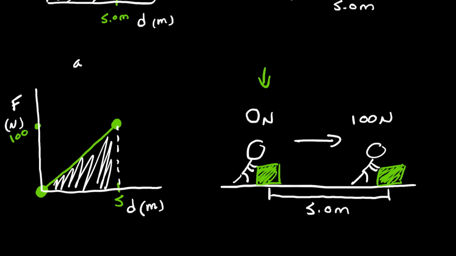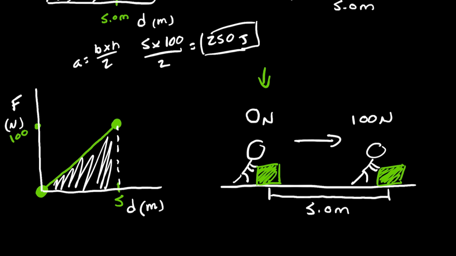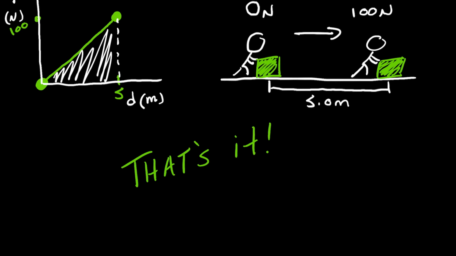The area of a triangle is base times height divided by 2. My base is 5, my height is 100, and this is divided by 2. So we get 500 there, divided by 2 gives 250 for our work. So 250 joules of work was done in this scenario. And that's it. That's the whole concept for this lesson.